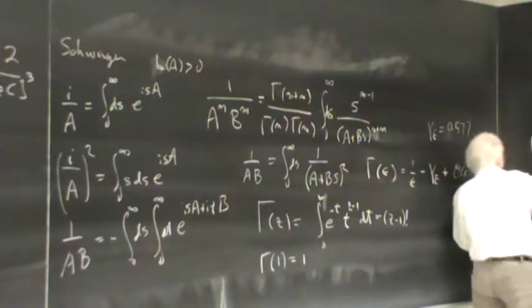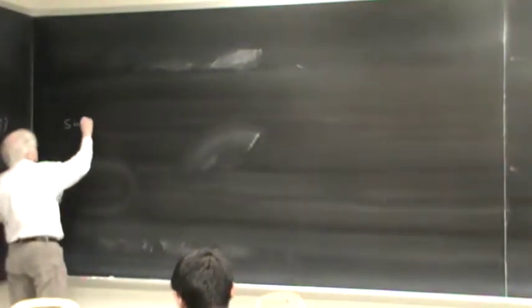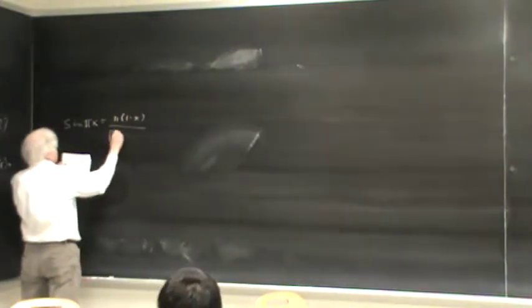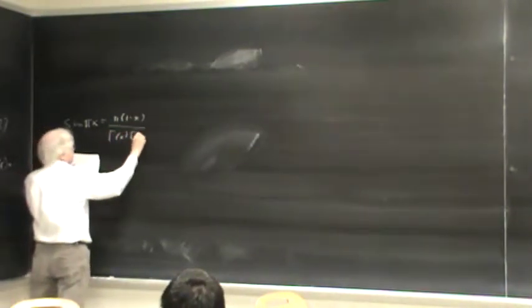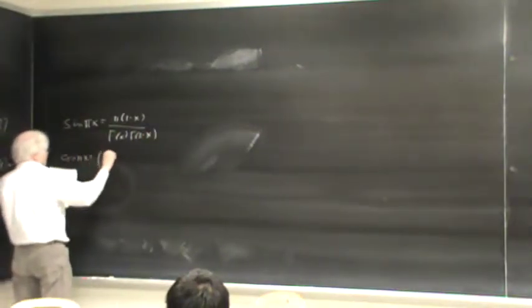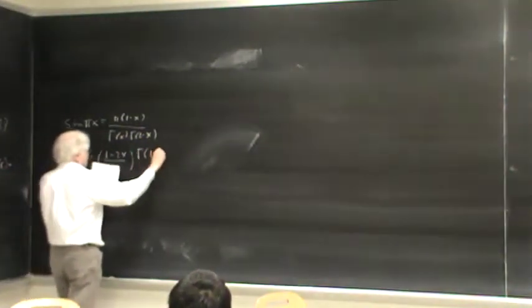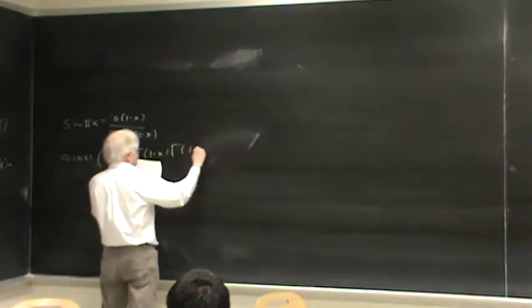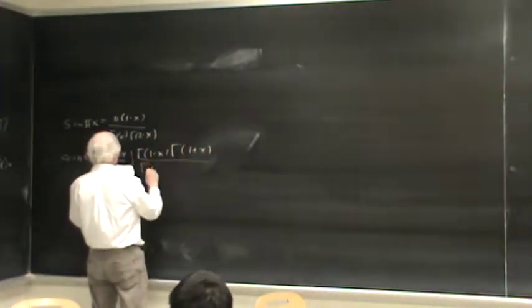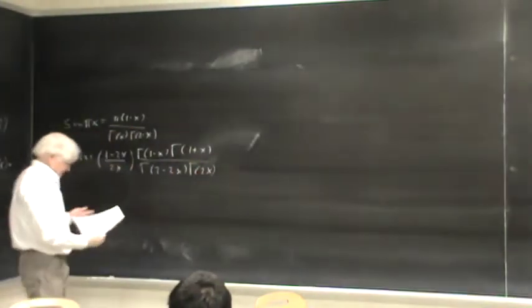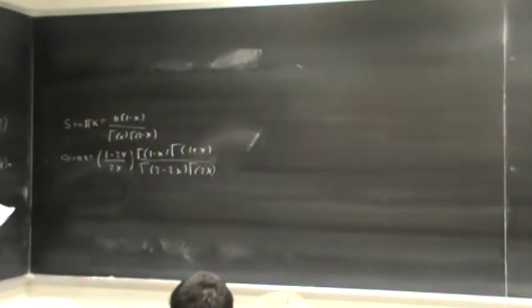Of the various identities, one is sine of pi x is pi (1 minus x) over gamma of x, gamma of 2 minus x. Cosine pi x is (1 minus 2x) over 2x, gamma of 1 minus x, gamma of 1 plus x, over gamma of 2 minus 2x, gamma of 2x. So these are things in Appendix B, which I'm describing here.